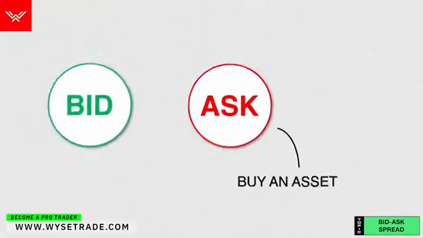The difference between the bid and ask price is called the spread. In essence, the bid-ask spread is the difference between the price a dealer will buy a currency and what they will sell it for. The spread covers the dealer's profit and the cost of the transaction. It is essentially the cost you pay to enter the market.